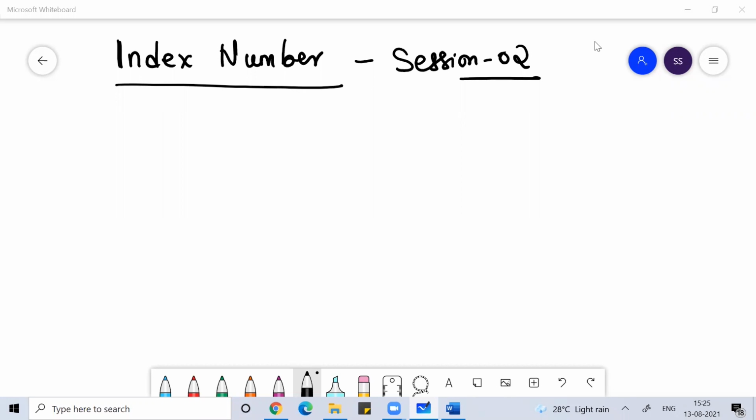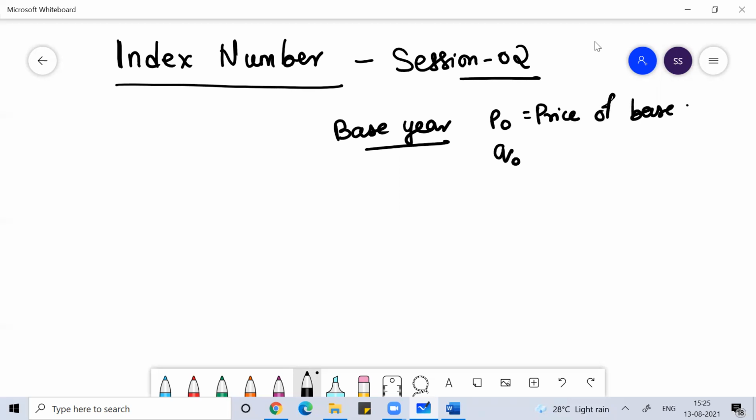For a certain set of commodities, we take the prices of these commodities and the quantities of these commodities. For the base year, we write the price as P naught and the quantity as Q naught. So this is the price of the base year, which we write as P naught, and the quantity of the base year, which we write as Q naught. When we talk about index number, we are talking about a comparison of a certain set of variables over two time periods: one is the base year and the other is the current year.